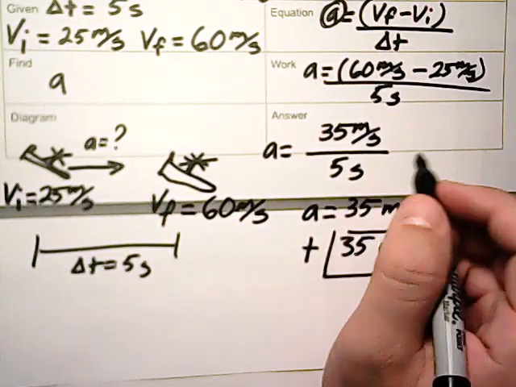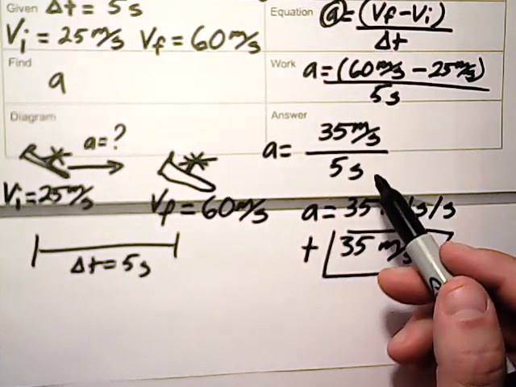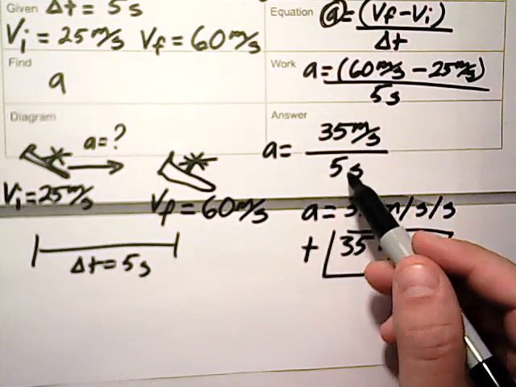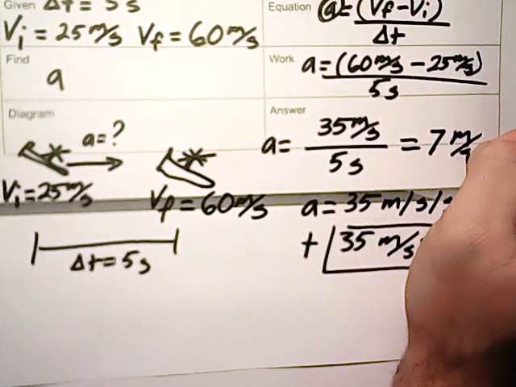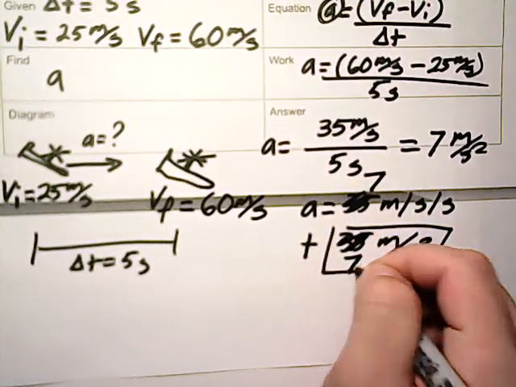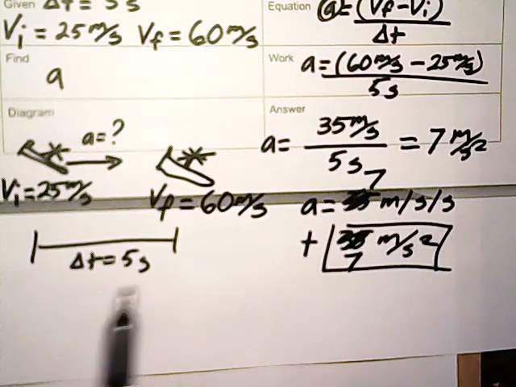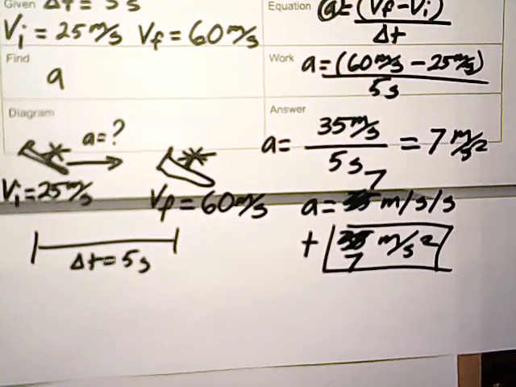Oops. All right, I don't want to re-record this. When we divide this out, 35 divided by 5, we get 7 meters per second squared. So we're going to change this to 7, because we divide 35 by 5. Sorry, I always do these in one take. I messed up. So it should be 7.